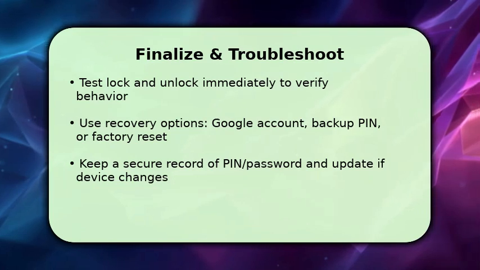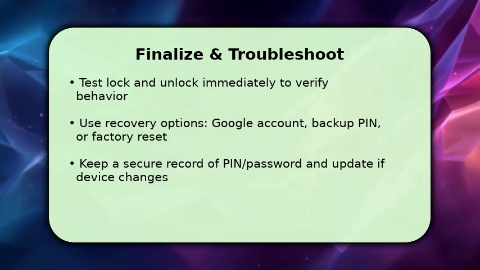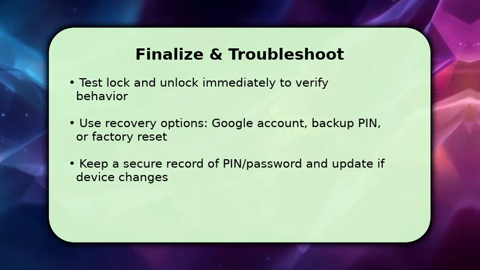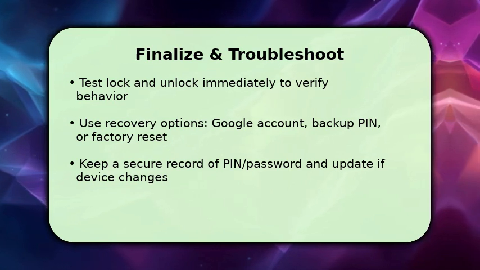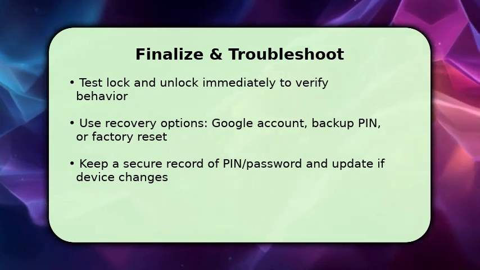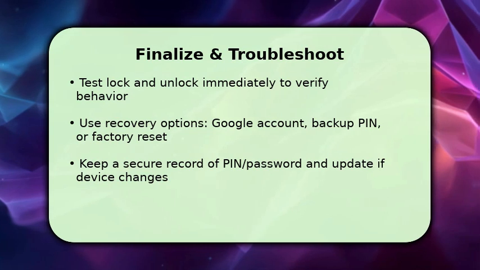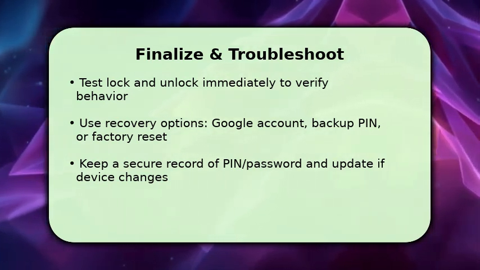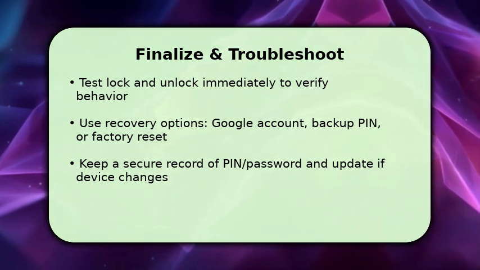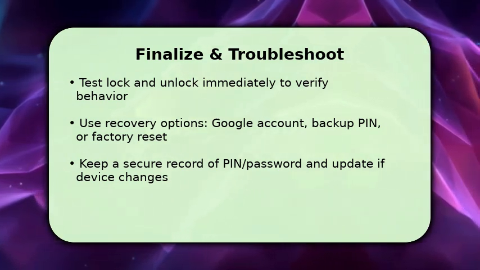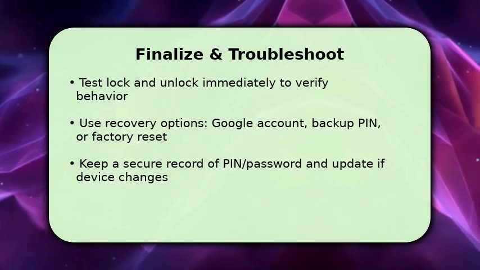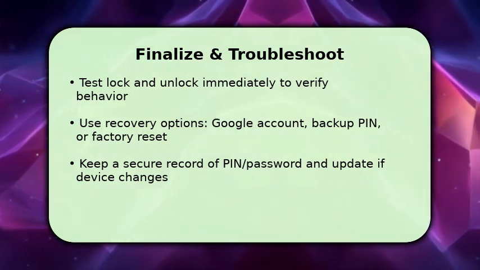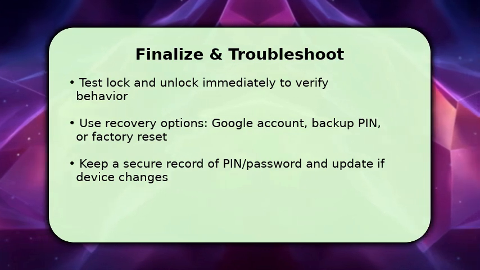Finish by locking the screen and testing your new method immediately, checking notifications and smart lock behavior. If something goes wrong, you forget credentials or biometrics fail, try account recovery, backup PIN, Google Find My Device Unlock, or as a last resort factory reset. Be aware factory reset erases data. If repeated failures occur, update device software and re-register biometrics. Make sure to store your PIN or password securely so you can access your device when needed.